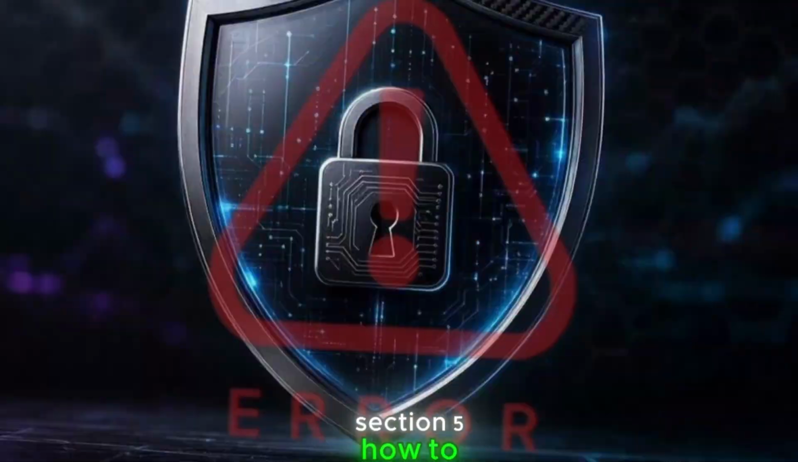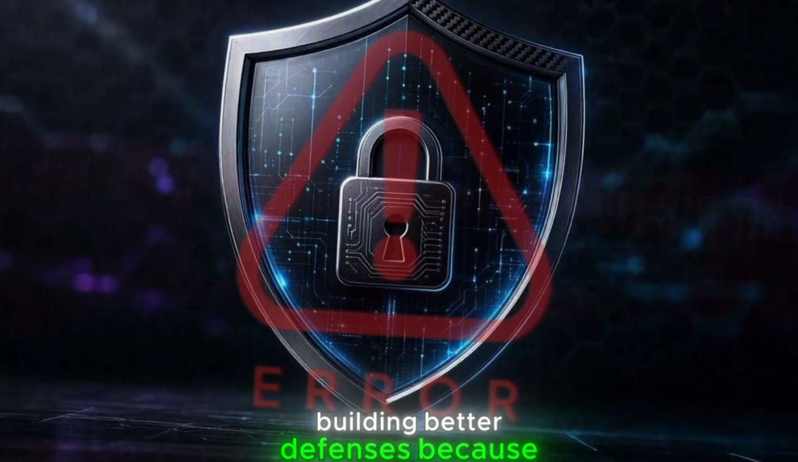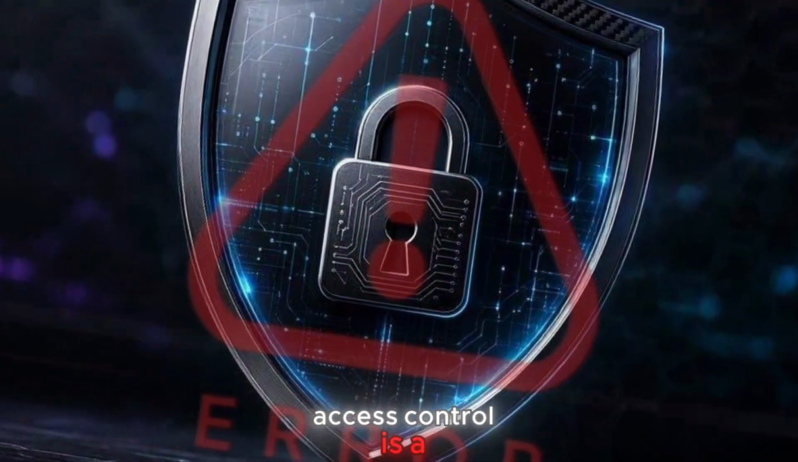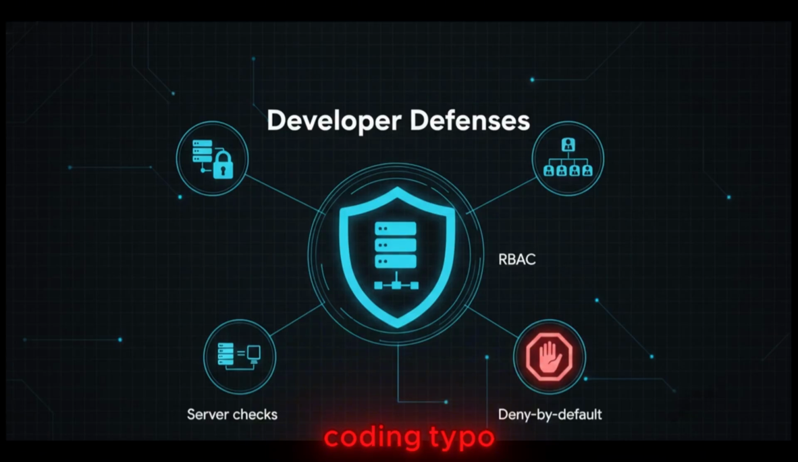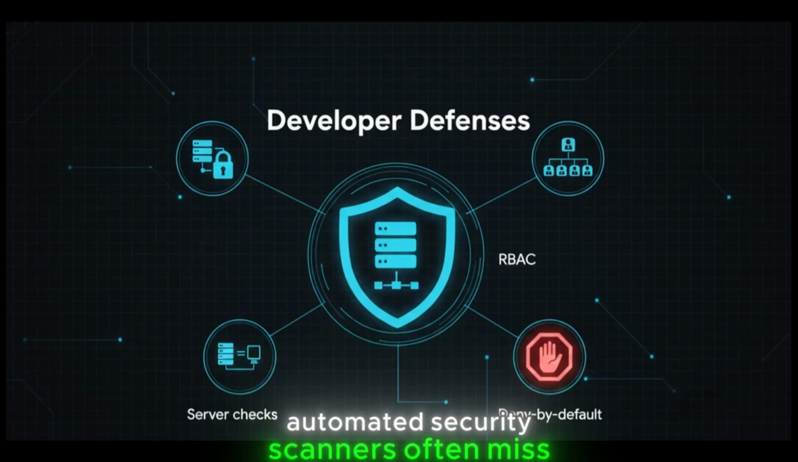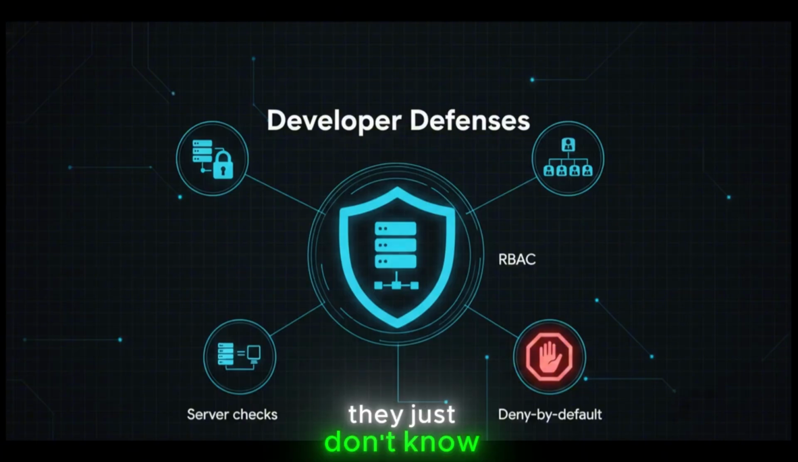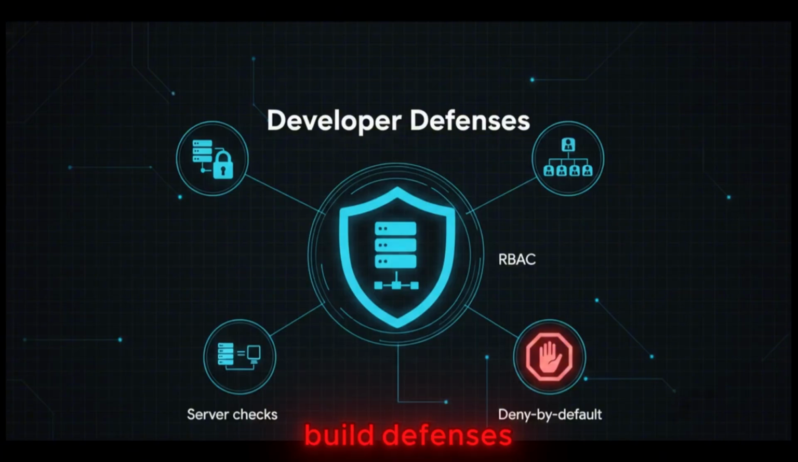Section 5. How to stop it. Building better defenses. Because access control is a logical flaw, meaning it's a failure of business rules rather than just a simple coding typo, automated security scanners often miss it entirely. They just don't know who is supposed to access what. So developers must intentionally build defenses to keep these digital doors locked tight.